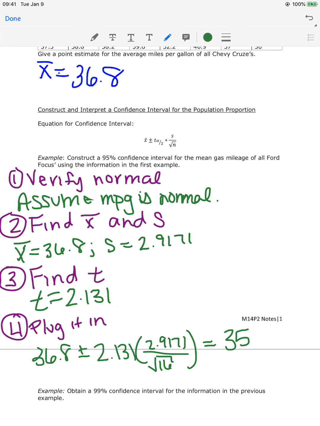All right, so we get 35.2459. And do it again, but now we're going to add instead of subtract. Okay, plus, here we go. And we get 38.3541.